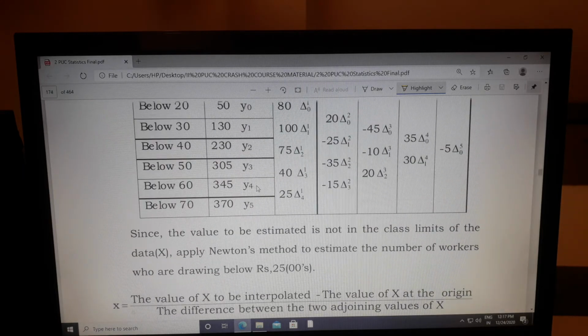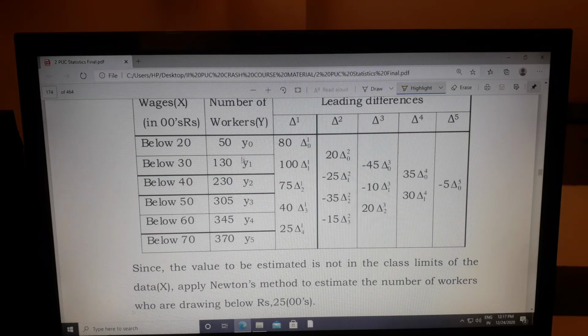So this way we have converted the leading difference table to LCFs, because the data was in normal class intervals, we converted them to below, and these must also be in LCF, less than cumulative frequency form. These two columns are less than cumulative frequency tables. As per the question, below is asked, that's why we converted in terms of the LCF table.